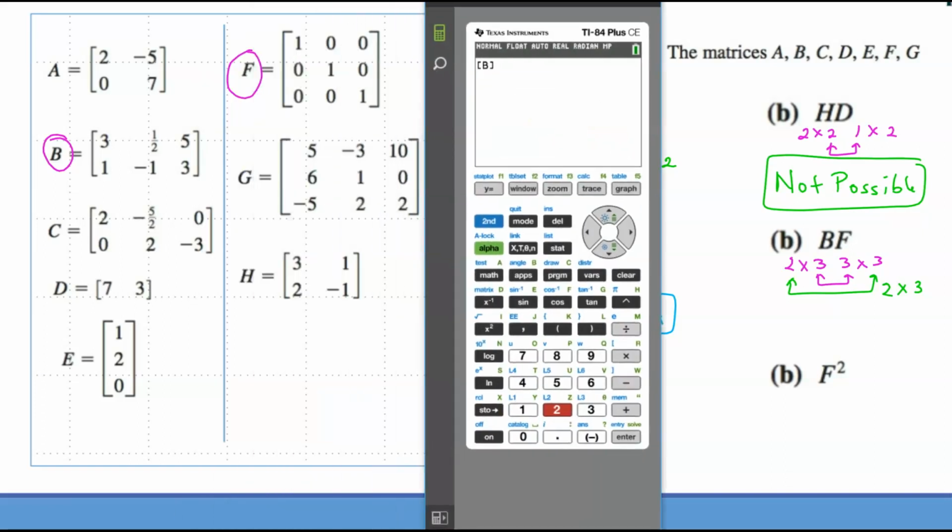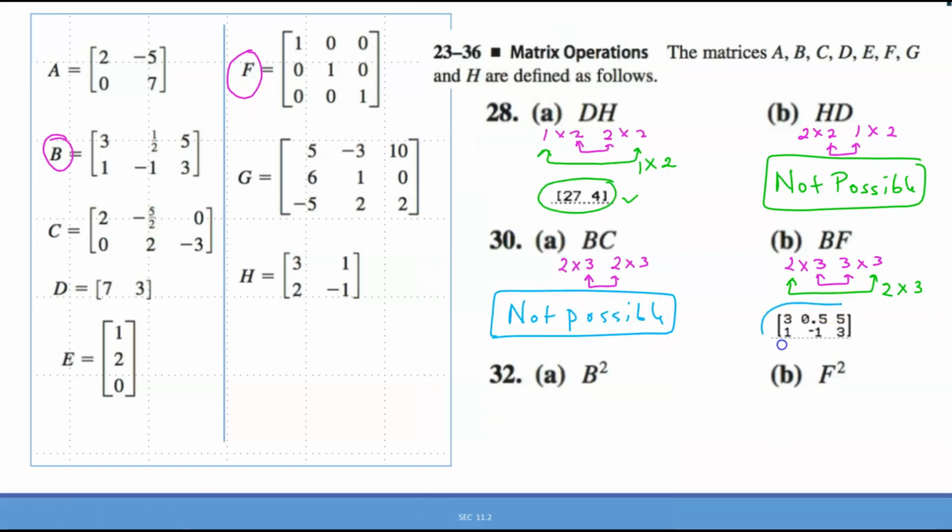B times F. Here's matrix B. Let's look at matrix F. I already had those put in, and now we're going to take B times F, and we should get a 2 by 3 answer, and there it is. There's our 2 by 3 result.